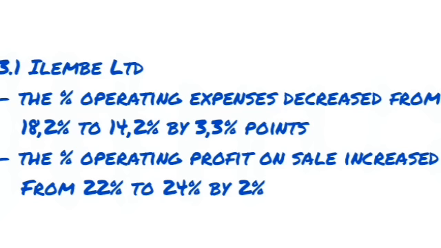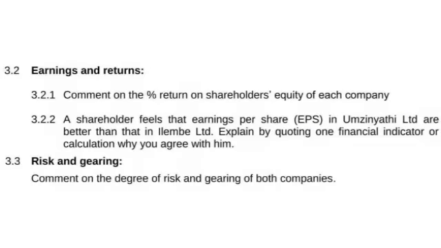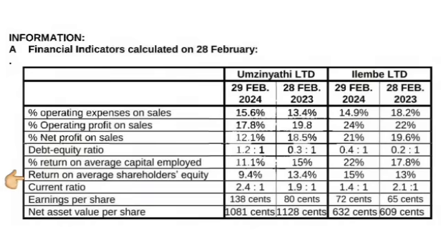To show financial figures just simply means to state what the amount used to be, what it is now, and what is the difference. Then in 3.2.1 we are looking at the returns area of analysis, and it says comment on the percentage return on shareholders equity for each company. They have given us the specific financial indicator to look at, that is the return on shareholders equity. So we are going to look at that one.